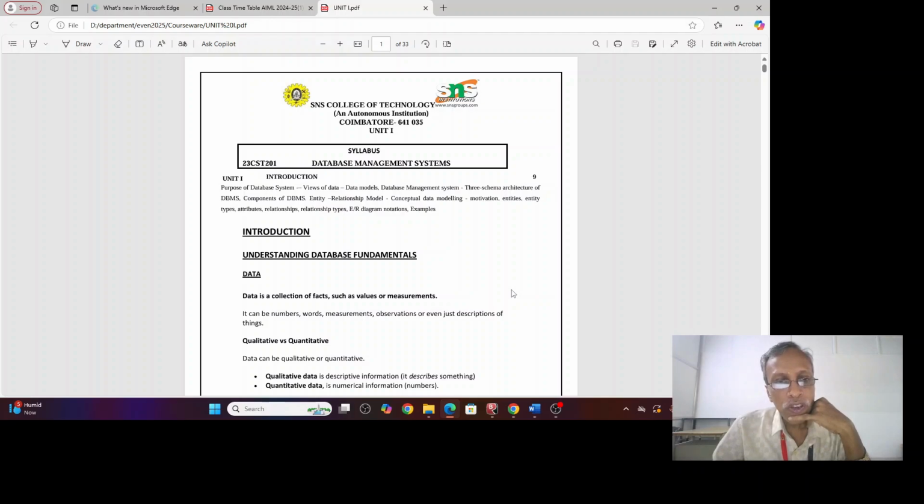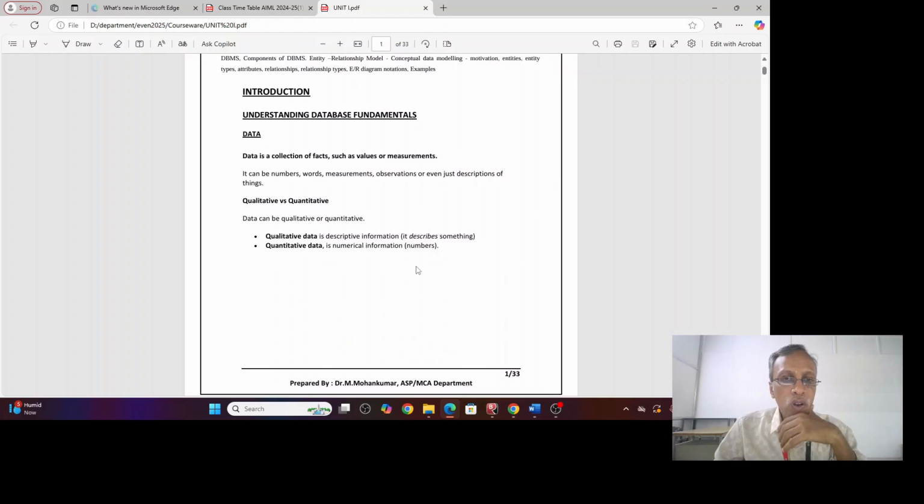First unit, introduction. In the introduction, we are going to see about the purpose of database systems, views of data, data models, database management systems. There is a three schema architecture of DBMS, components of DBMS, the entity relationship model, conceptual data modeling, motivation, entities, entity type, attributes, relationship types, and ER diagrams and notations. In the introduction, first we have to understand what is database fundamental.